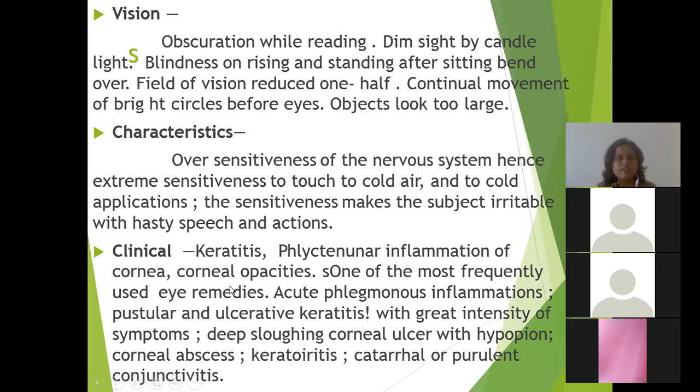Clinically, it is a useful remedy in keratitis, high inflammation of the cornea, corneal opacity, and one of the frequently used eye remedies, acute phlegmonous inflammation, pustular and ulcerative keratitis with great intensity of symptoms. There is a deep sloughing corneal ulcer with hypopyon, corneal abscess, keratoiritis, cataract or purulent conjunctivitis.